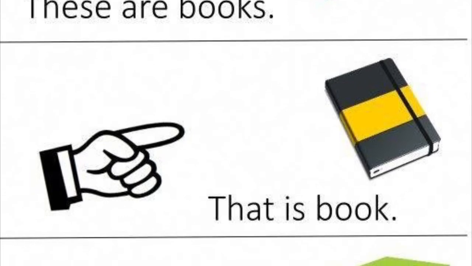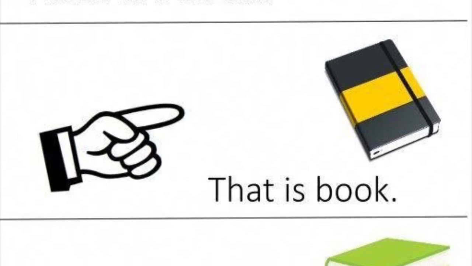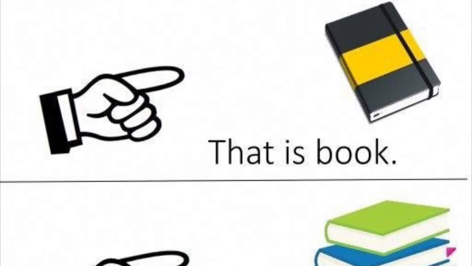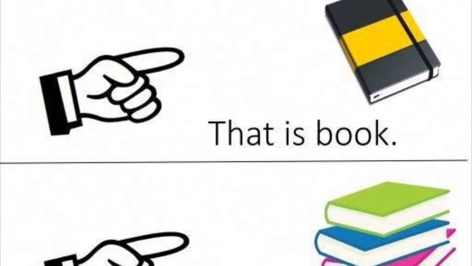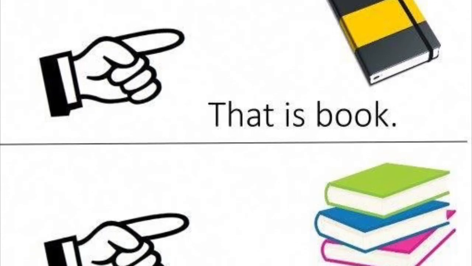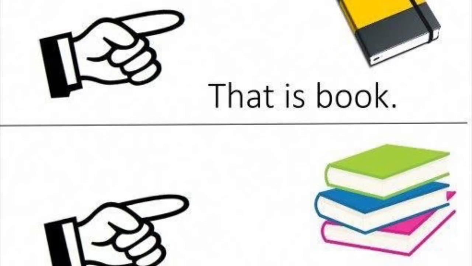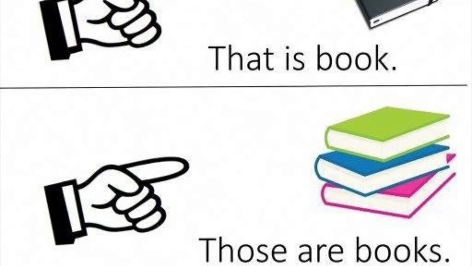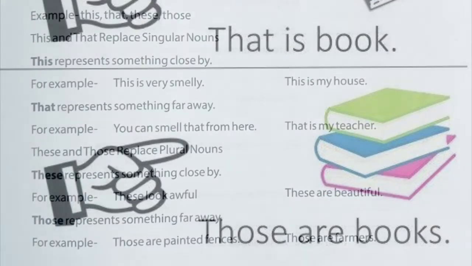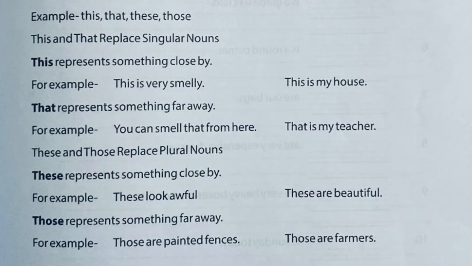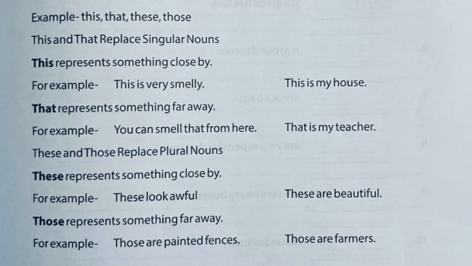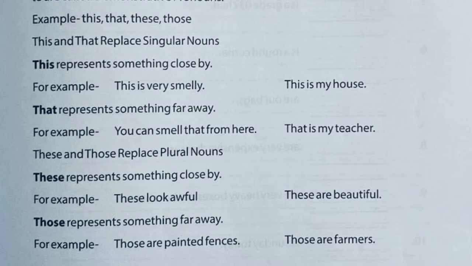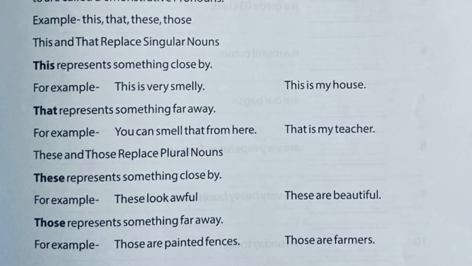That is a book. Now the book is far and it is singular. And in the next example, the books are more than one, so we are going to say those are books. So I hope I have cleared your doubt regarding this, that, these, those. This and these are used for things which are close by. That and those are used for things which are far away.